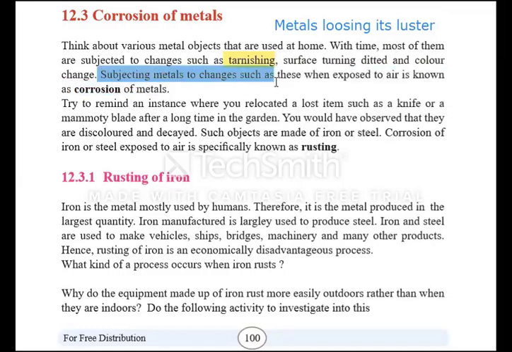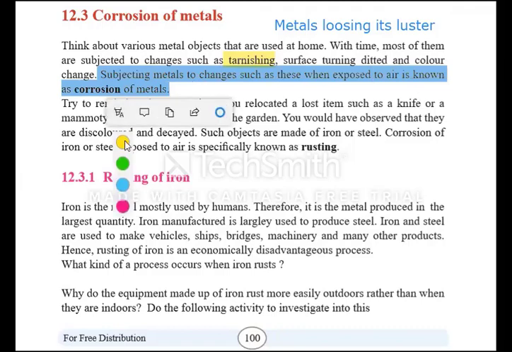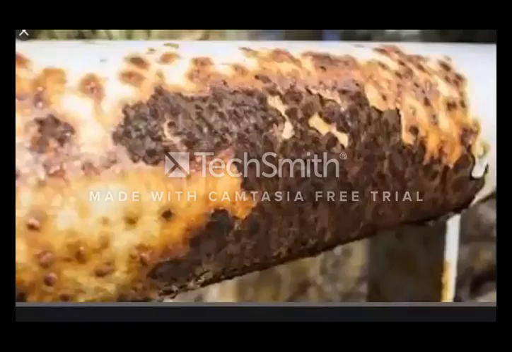So here's the definition: subjecting metals to changes such as these when exposed to air is known as corrosion. Here is a picture of a corroded metal pipe. You can see there are dents formed in it and there's a color change. The metal pipe no longer shines, so you can see that it is tarnishing.